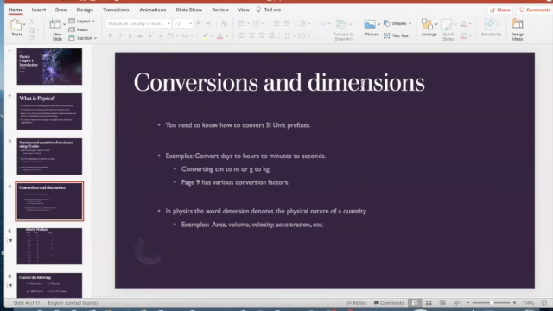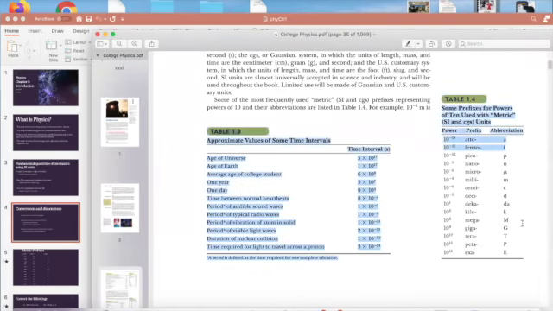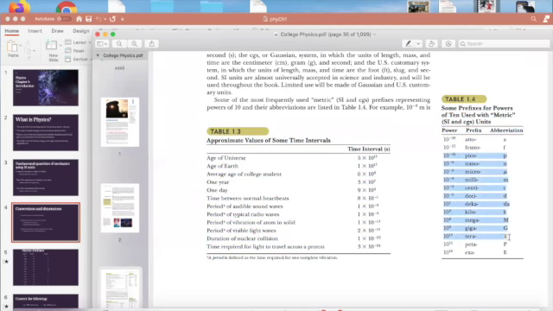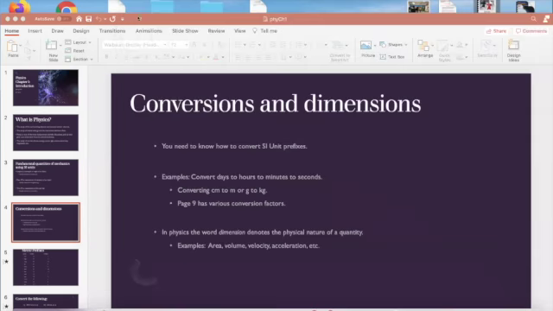All right, so conversions and dimensions. You need to know how to convert between the SI unit prefixes. Table 1.4 here shows these prefixes, and I told you guys from -12 to +12. That's going to be our range of what we're working from in physics. Each of these powers of 10 has a prefix and an abbreviation for that prefix. So let me minimize that so we can move on.